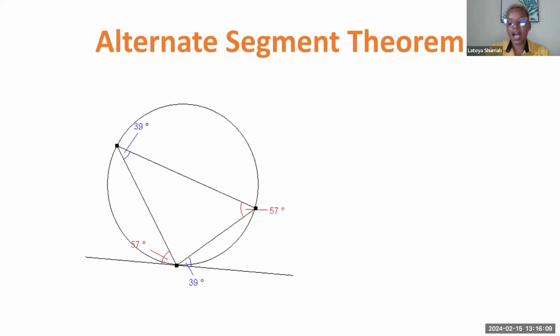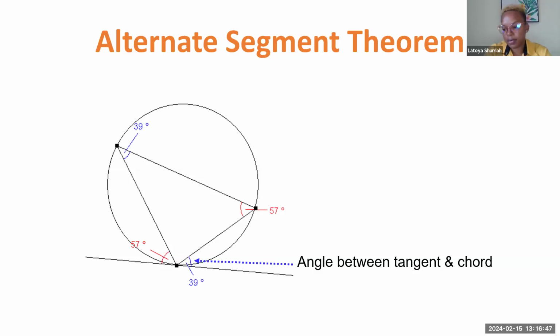Now this is called the alternate segment theorem. Don't get lost, just follow me. So when you have this angle between the tangent and the chord, look on your screen and tell me what is happening before I even tell you. That angle that is formed between the tangent and the chord, what can you tell me about that angle?